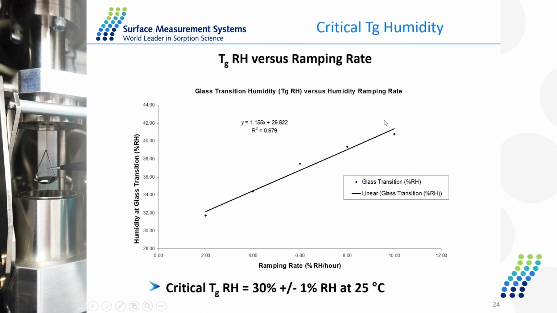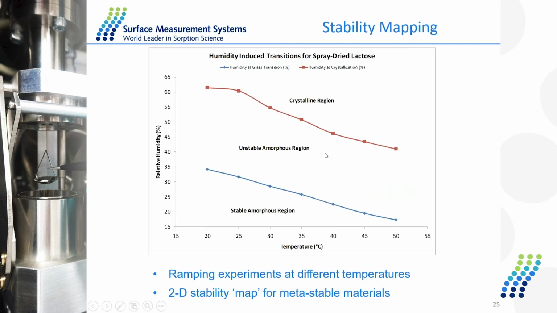And if we vary the ramping rate, we can get the correlation between the ramping rate and the glass transition humidity. And from the intercept here, we could calculate the critical glass transition humidity at 0 ramping rate. And this is very important for the storage of this lactose sample. And if we do a series of ramping experiments at different temperatures, we could get this 2D mapping of the metastable material. So the blue line here is for the glass transition, and the red line is for the crystallization. And from the plot here, we could easily predict the stability of this material at a certain temperature and relative humidity.